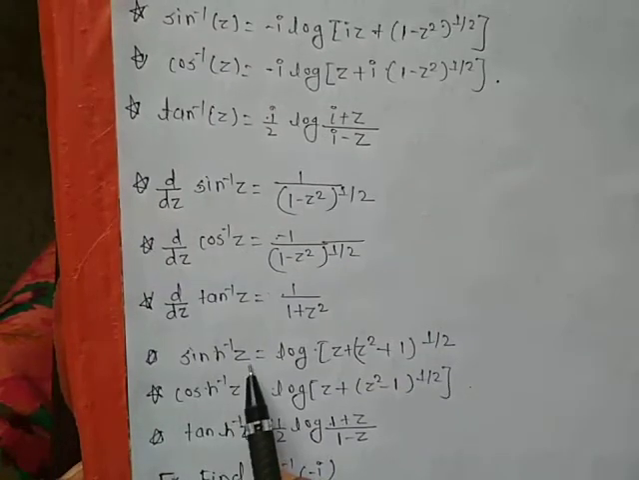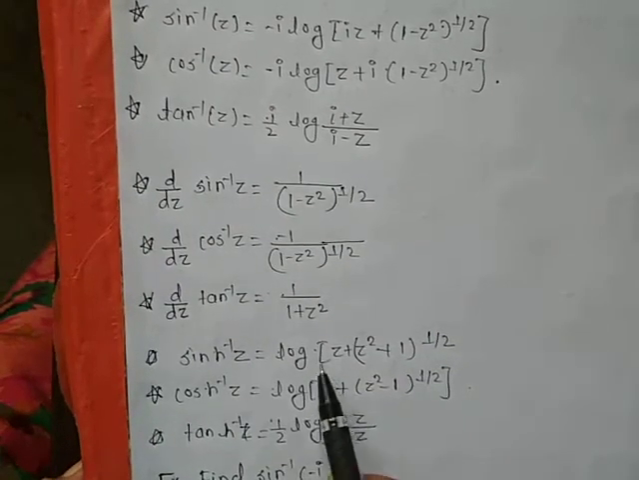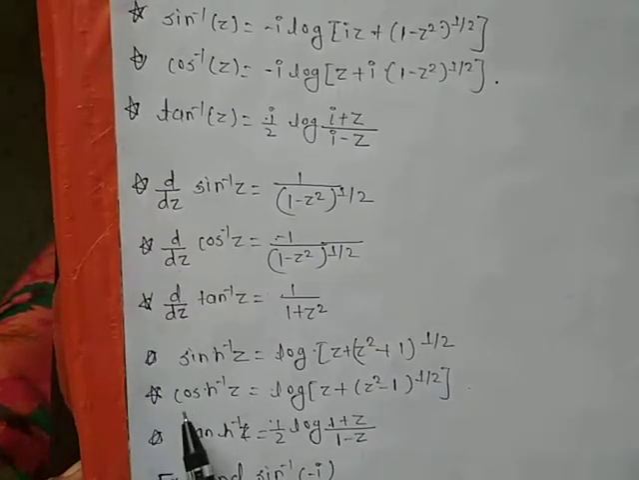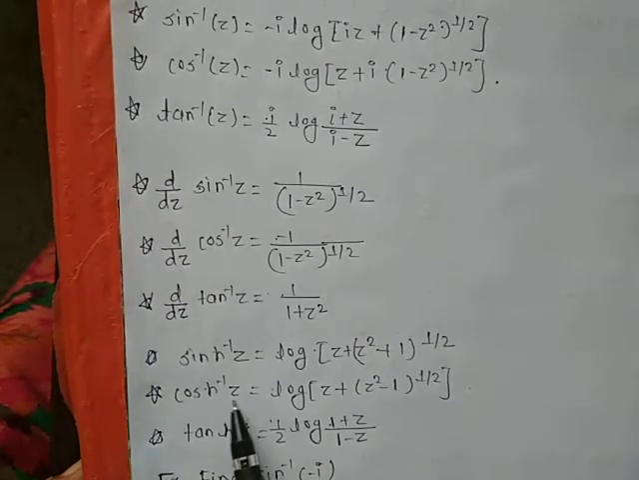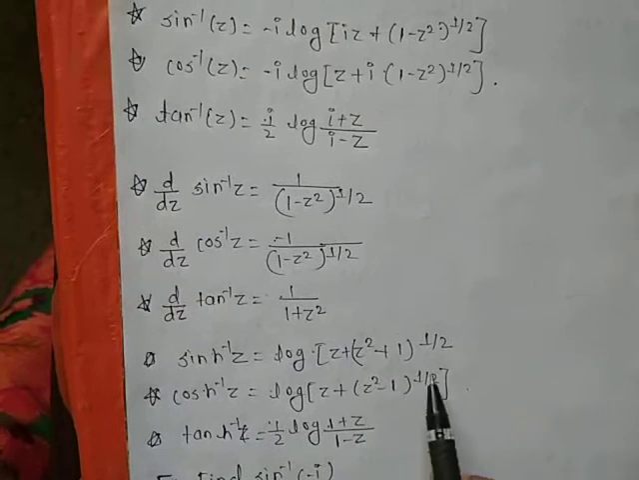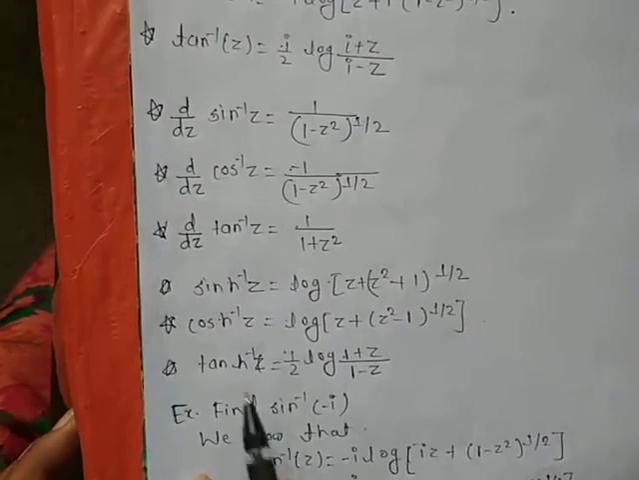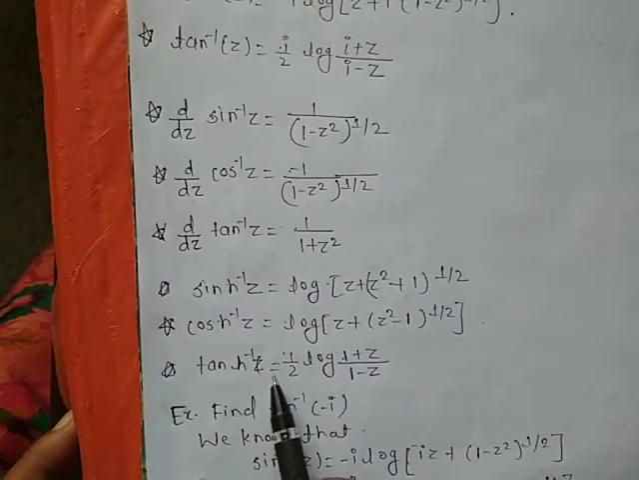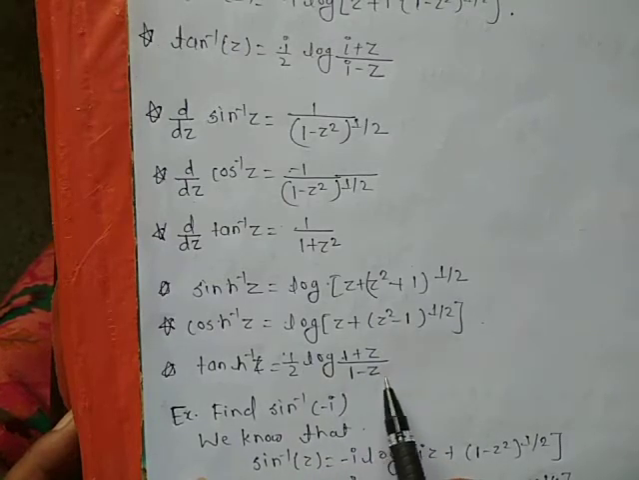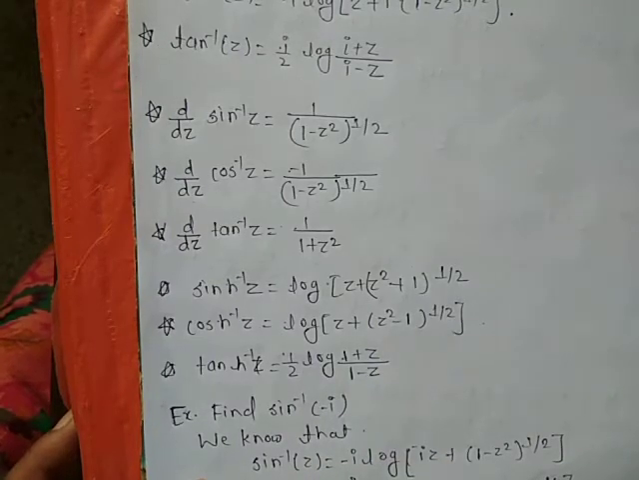Sine inverse hyperbolic z is equal to log of z plus z square plus 1 raised to 1 by 2. Cos inverse hyperbolic z is equal to log of z plus z square minus 1 raised to 1 by 2. Tan inverse hyperbolic z is equal to 1 by 2 log of 1 plus z upon 1 minus z.